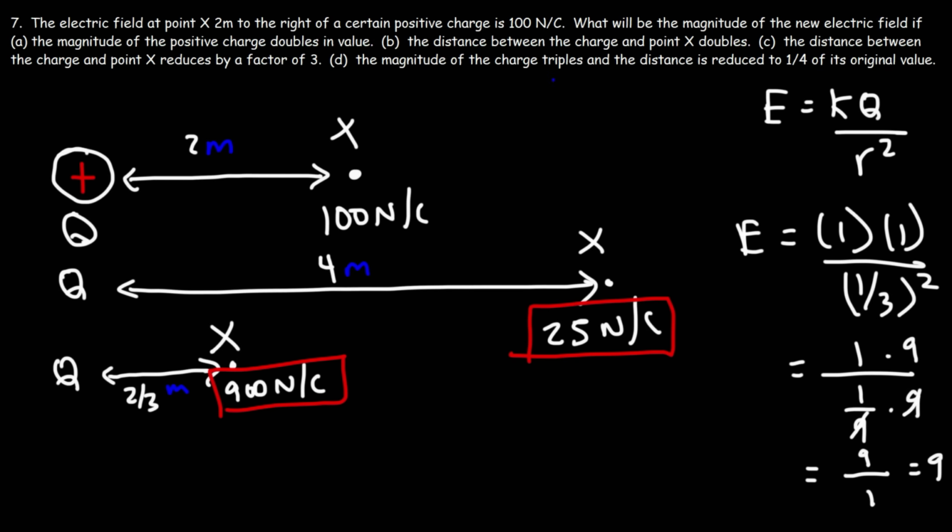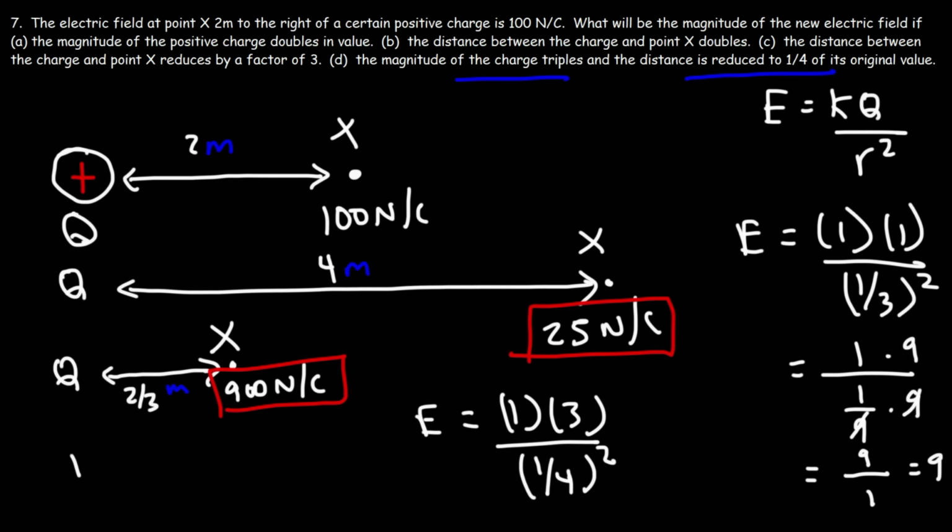Now what happens if we triple the magnitude of the charge, but at the same time reduce the distance to 1/4 of its original value? So I won't draw a new picture for this. Let's just get the answer. So K doesn't change, Q triples, and the distance is reduced to 1/4 of its value. So we have 1 times 3, which is 3. 1 squared is 1, 4 squared is 16.